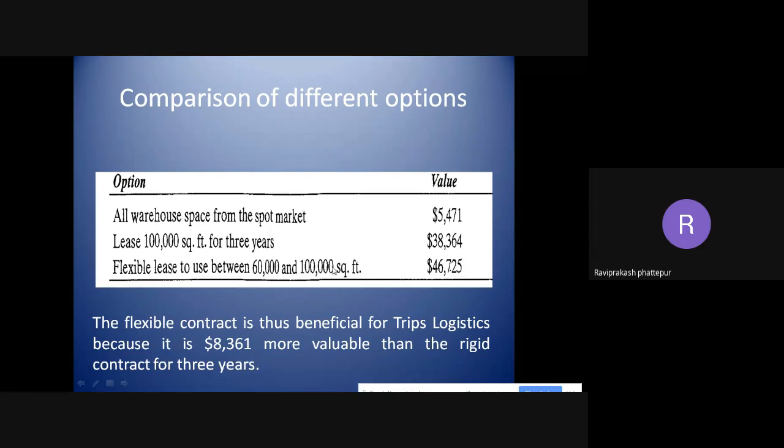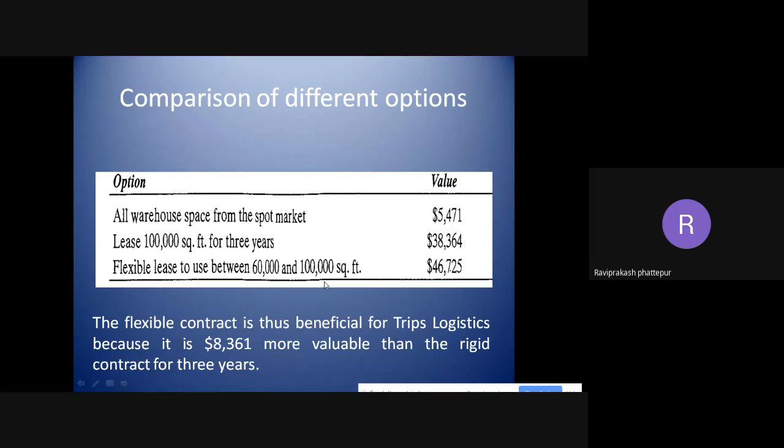If it is a flexible lease for a total of 1 lakh square feet, I am not paying the value for 1 lakh square feet. I am paying for a minimum of 60,000 square feet, and it could go up to 1 lakh square feet for that particular amount only. If I am going more than 1 lakh square feet, I am taking the extra space at the spot price. If I do that, see the value here: 46,000. This is 56 actually, but there was a clause stating that I need to pay 10,000 extra for this particular flexible lease. Even after removing that, I am having 46,000, which is greater than the other two options. So this could be the best one.